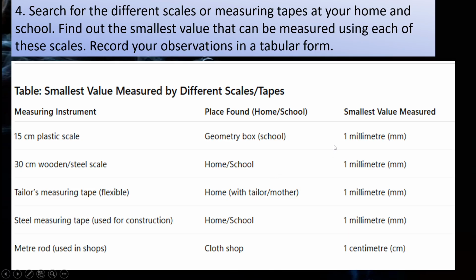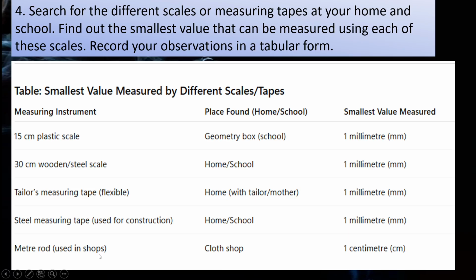Smallest value measured is 1 millimeter. A 30 centimeter wooden or steel scale, used at home or school: 1 millimeter is the smallest unit. A tailor's measuring tape is flexible, used by a tailor or a mother at home: 1 millimeter is the minimum or smallest value. A steel measuring tape is used for construction, at home or school: 1 millimeter is the smallest unit.